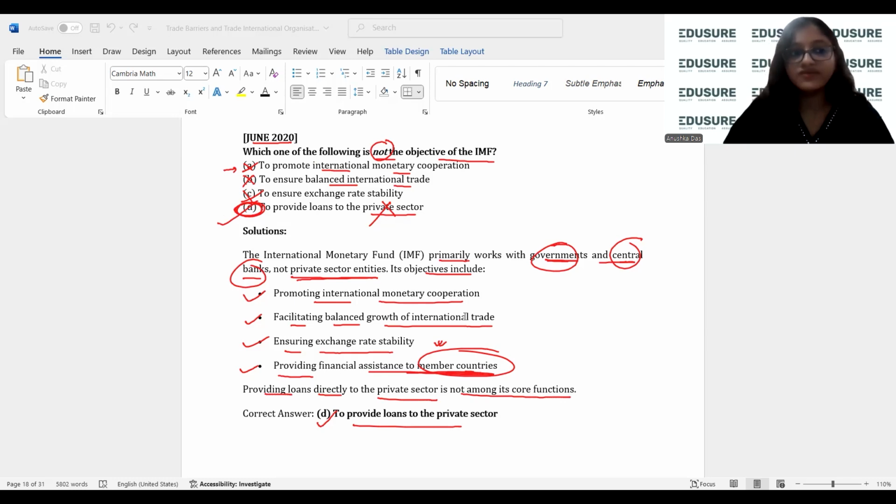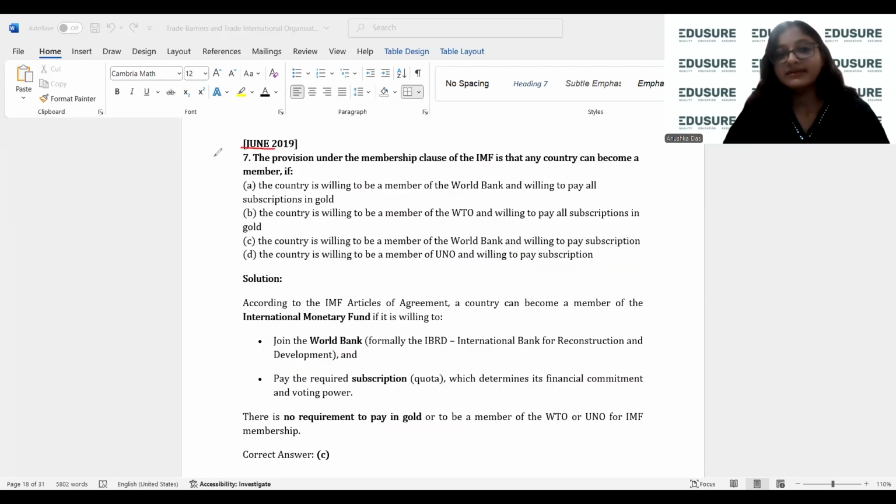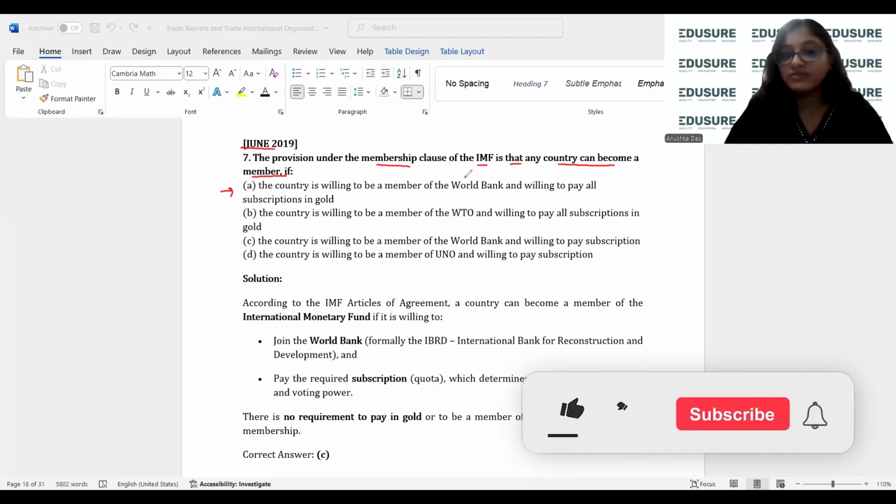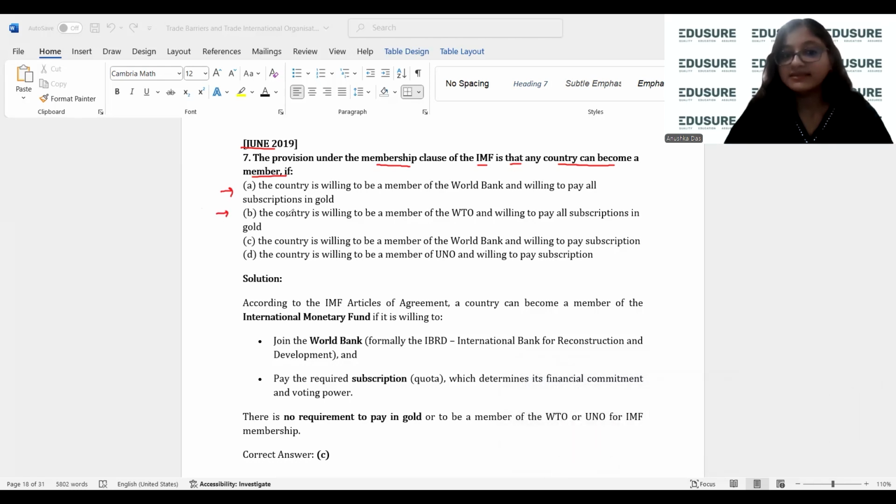Then the next question is from June 2019. See here, the provision under the membership clause of IMF is that any country can become a member if... When can you become a member country of IMF? See the options. First option is saying the country is willing to be a member of the World Bank and is willing to pay all the subscriptions in gold. Second is the country is willing to be a member of WTO and willing to pay all the subscriptions in gold. Third, the country is willing to be a member of the World Bank and is willing to pay subscription.